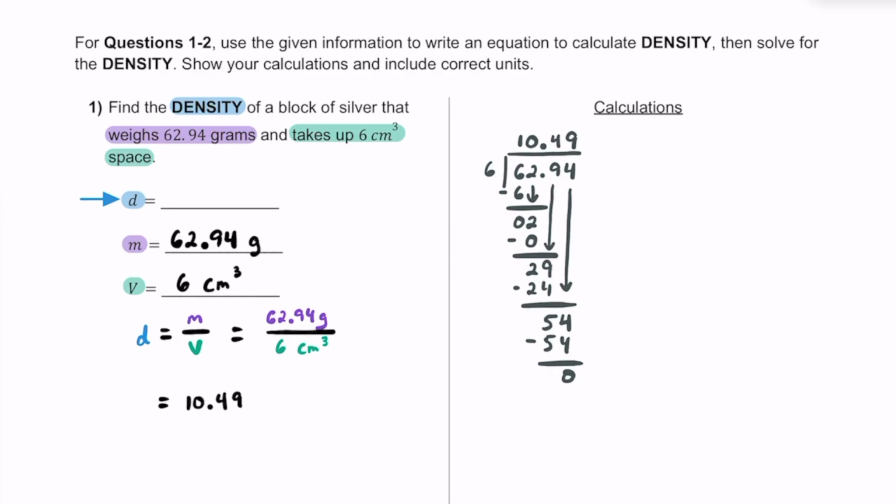Now, in terms of units, what do we have here? Well, we have grams on top, and we have cubic centimeters on bottom. So we're just going to keep those units here. It's going to be grams per cubic centimeter. And so we can say that our density for this block of silver is going to be 10 and 49 hundredths grams per centimeter cubed. Make sure we always have those correct units for density.